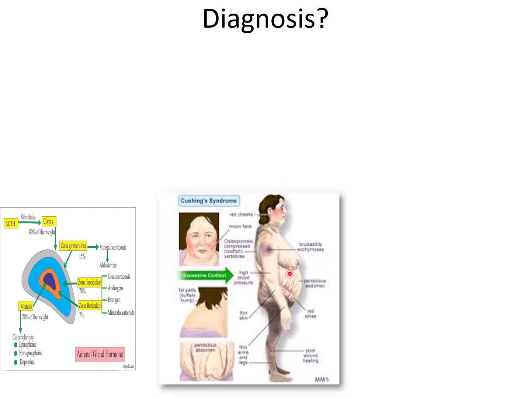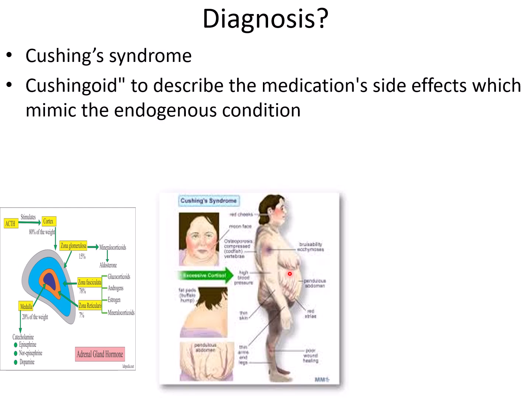Now here in this case, this is an asthmatic patient who is prescribed long-term steroids. So now this person is suffering from Cushingoid features. This term is used to describe the medication side effects, and it mimics the endogenous conditions of Cushing syndrome.